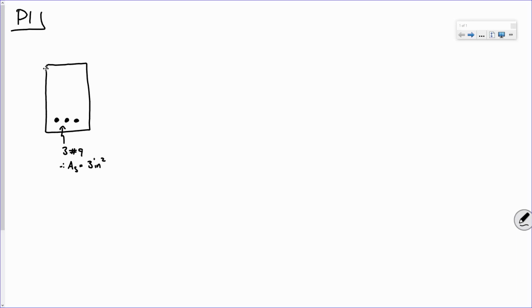Okay? Because the area of a number 9 bar is 1 square inch. Okay? Now we've got a B dimension of 12 inches. Remember that notation? B was the width of the beam. And then the effective depth is from the top of the beam to that tensile layer of rebar, and that is a value of D equals 15 inches.